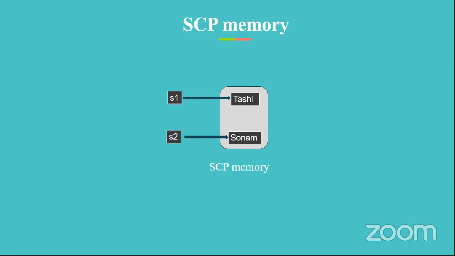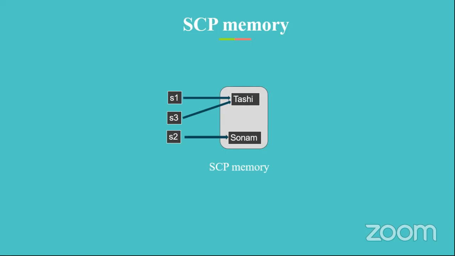Now the third object, when we are creating the string s3 is equal to Tashi. Now first, it will check if the object with the content Tashi is already present in the memory or not. Now if you see here, Tashi is already present in the SCP memory. Now, since content Tashi is already present in the SCP memory, it is not going to create a new object. Instead, it will reuse the previous object, where reference variable s3 will point to the previous object Tashi. So this is how SCP memory is behaving.